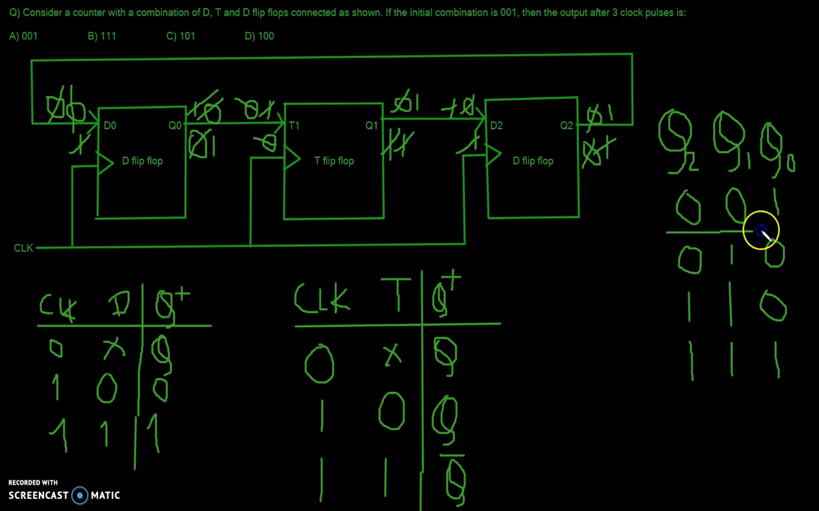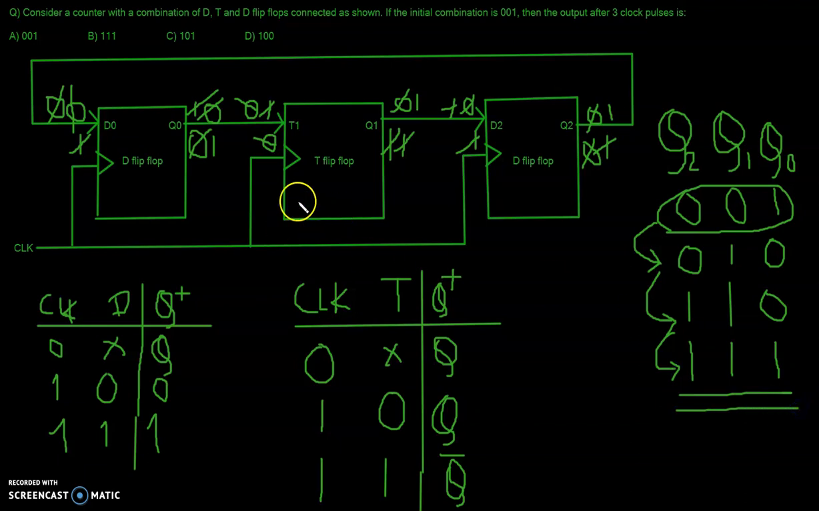And as you can see, this was the initial state. Then after the first clock pulse we come here, after the second clock pulse we come here, and after the third clock pulse we get this. So this is our answer, option B.